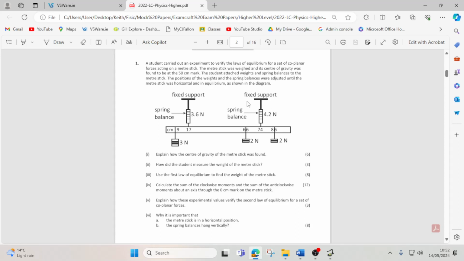Explain how these experimental values verify the second law of equilibrium. So, how does it verify? The sum of the clockwise moments is equal to the sum of the anti-clockwise moments.